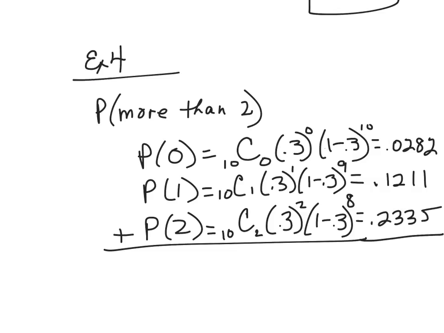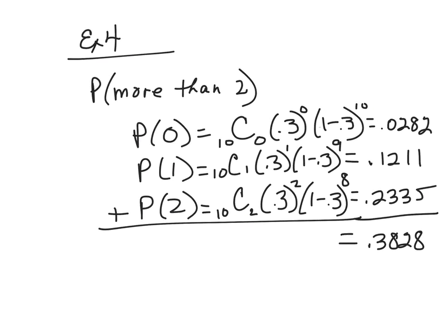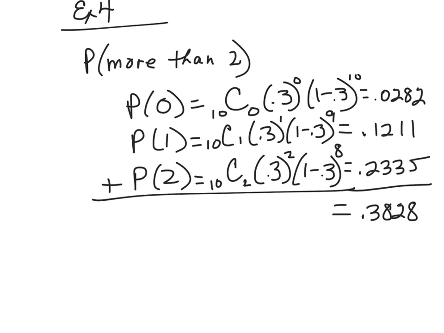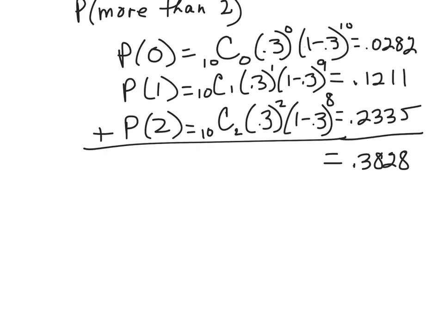So if we add those 3 decimals together, we end up with 0.3828. So right at about a 38% probability that Andrew is going to get 2 hits, 0 hits, or 1 hit in the series.